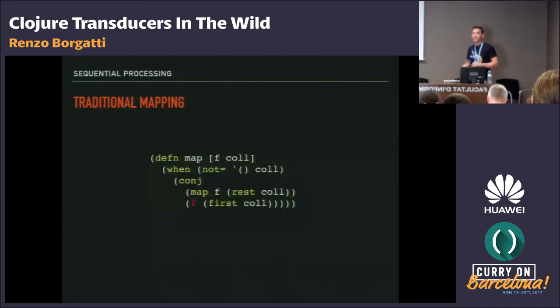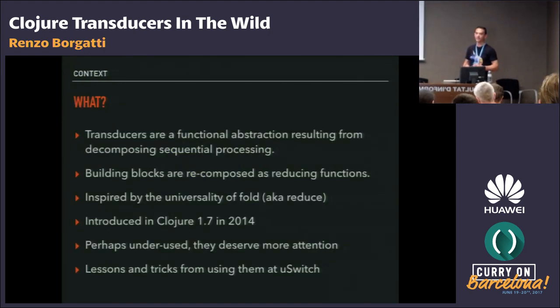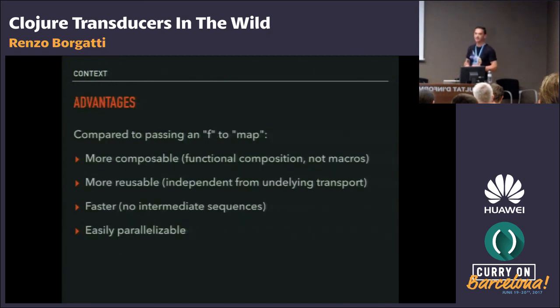So let's go through an exercise, tricks and experience with transducers on production applications I had in my projects. Compared to passing a lambda to a map operation on top of a collection that you want to process, they are more composable. They can compose with comp instead. In Clojure you are forced, so to speak, to use a threading operator, which is a macro, to compose them.